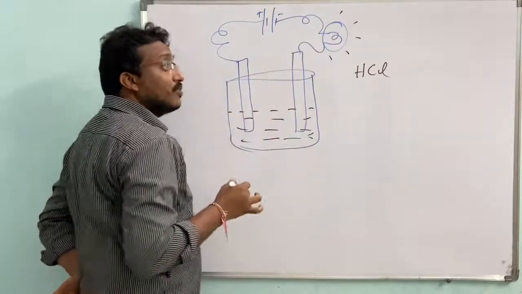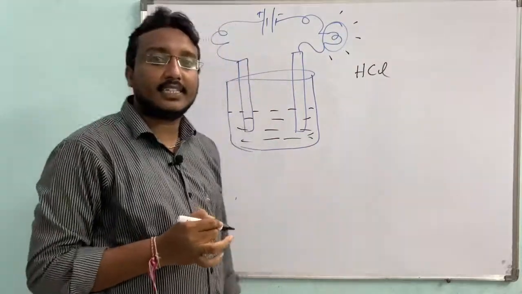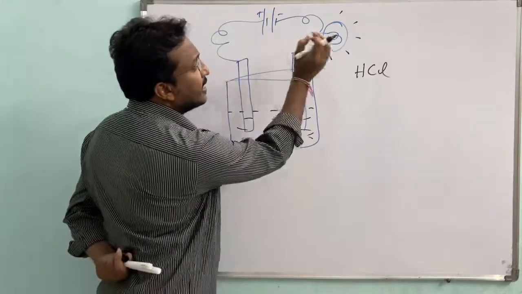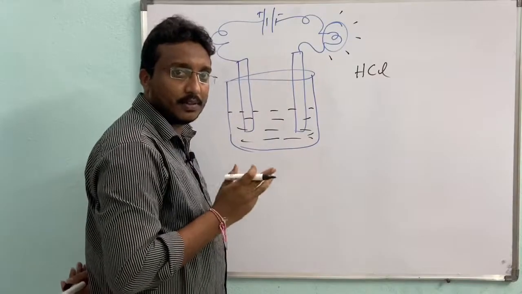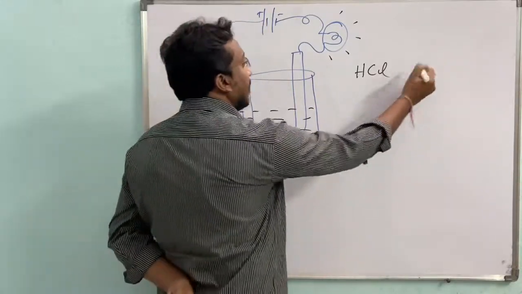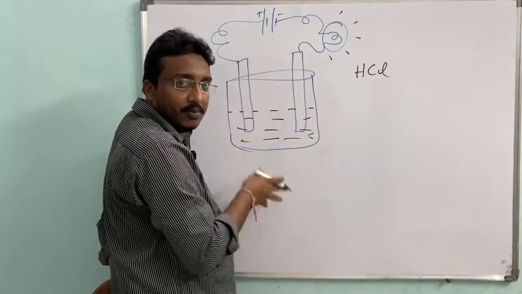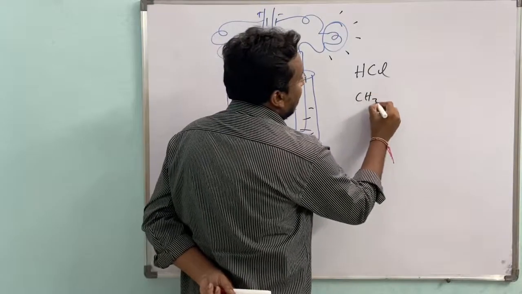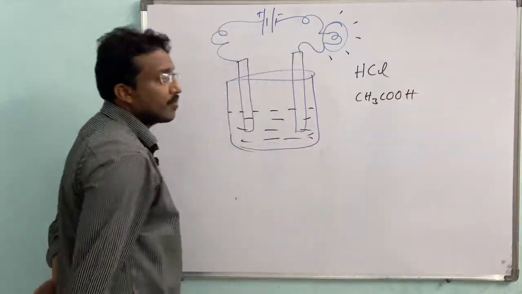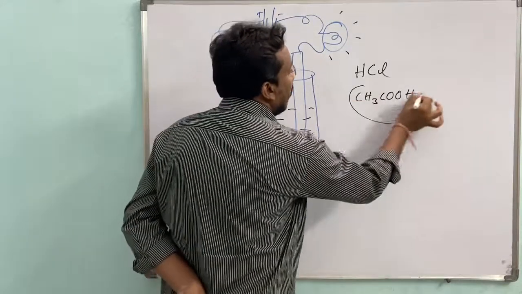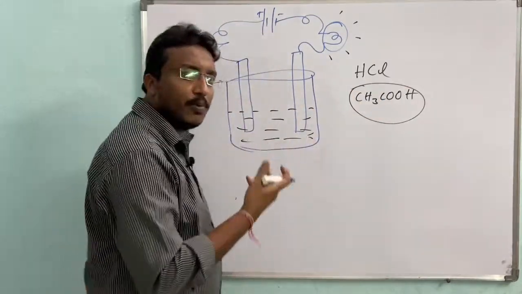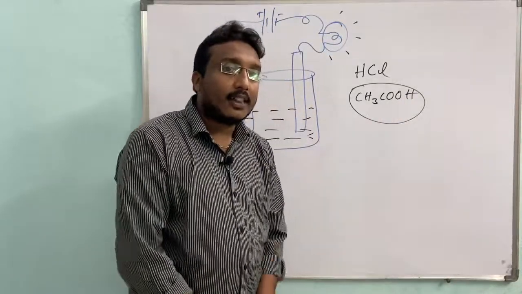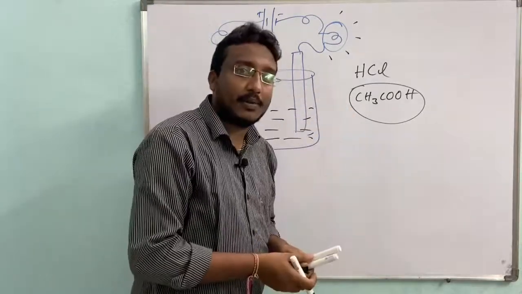Will the bulb glow or not? Yes, the bulb will glow. Why? Because it is an acid. Then observe the brightness of the bulb. After that, remove the HCl from the beaker and take acetic acid, CH3COOH. In this case also the bulb will glow, because it is also an acid. Then observe the brightness of the bulb.